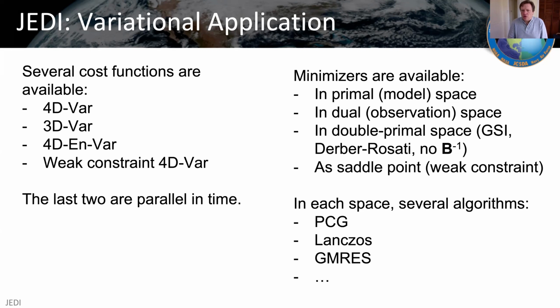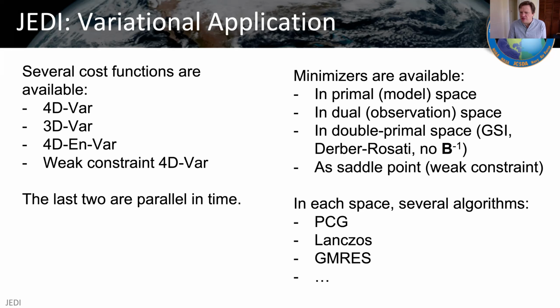We also have a whole lot of minimizers available for this variational DA. They exist in primal space, so the model space, so that's the X, if you want, and in dual space, so in observation space. That's something that's often used for ocean data assimilation because there are relatively few observations in ocean systems, and that makes the vectors for doing the linear algebra a lot shorter and smaller, so the code is faster that way.